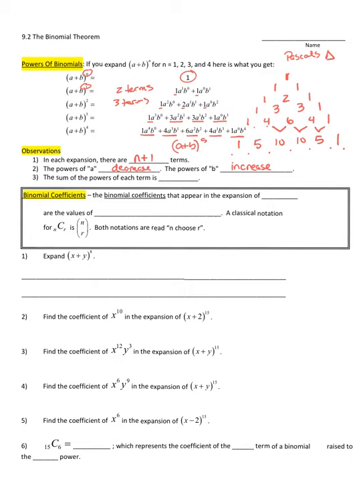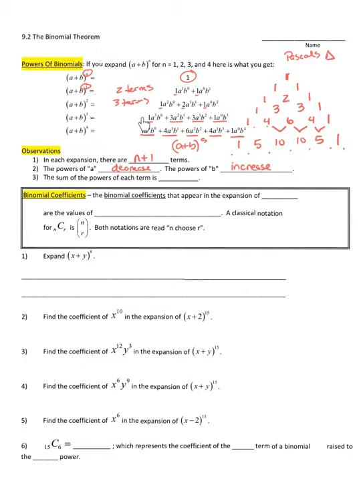Now we'll look at the sum of the powers of each term. So we'll look at this term right here for a plus b to the fourth. The powers that are on the variables a and b are 4 and 0. The sum is 4. The powers on the a and b here are 3 and 1. The sum is 4. 2 and 2, the sum is 4. 1 and 3, the sum is 4. 0 and 4, the sum is 4.